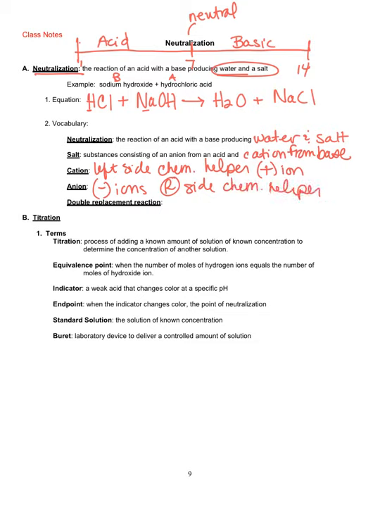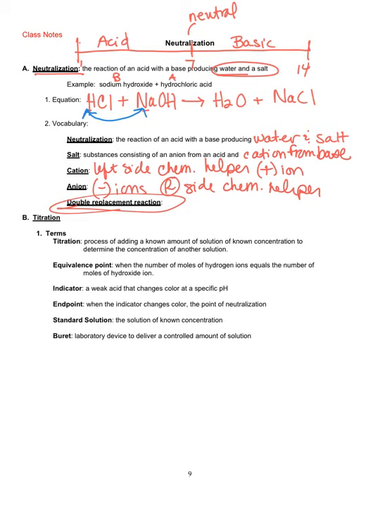Okay, so everything's going to be a double replacement. That means that if you look up top again, H and sodium, they replace each other. They're going to swap places. In terms of a titration, it's the process of adding a known amount of a solution to a known constant to determine the concentration of the other one. So we are going to look at the equations that go with that.